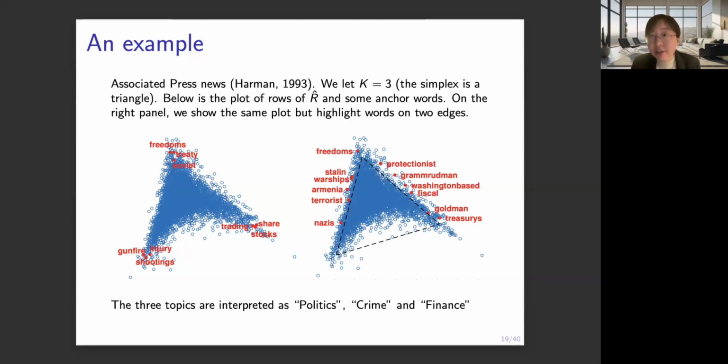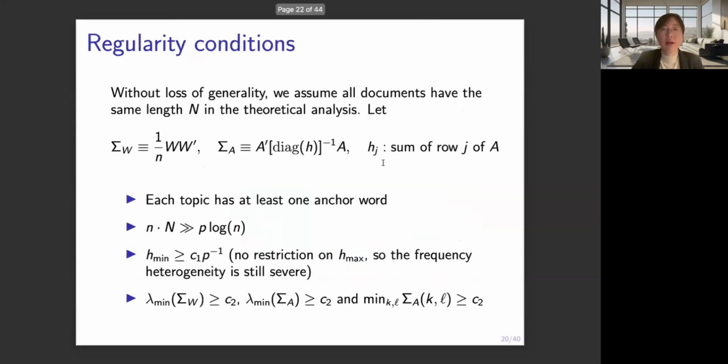Then we also look at the words on the other two edges. For words on these edges, they are related to the topic of politics and the topic of crime. The closer to this vertex, the more related to crime. The closer to this vertex, the more related to politics. Similarly, these words are related to politics and finance. So these parts are more finance, and this direction is more politics. Using this real data example, we are pretty happy to see that the model and the methods work very well.